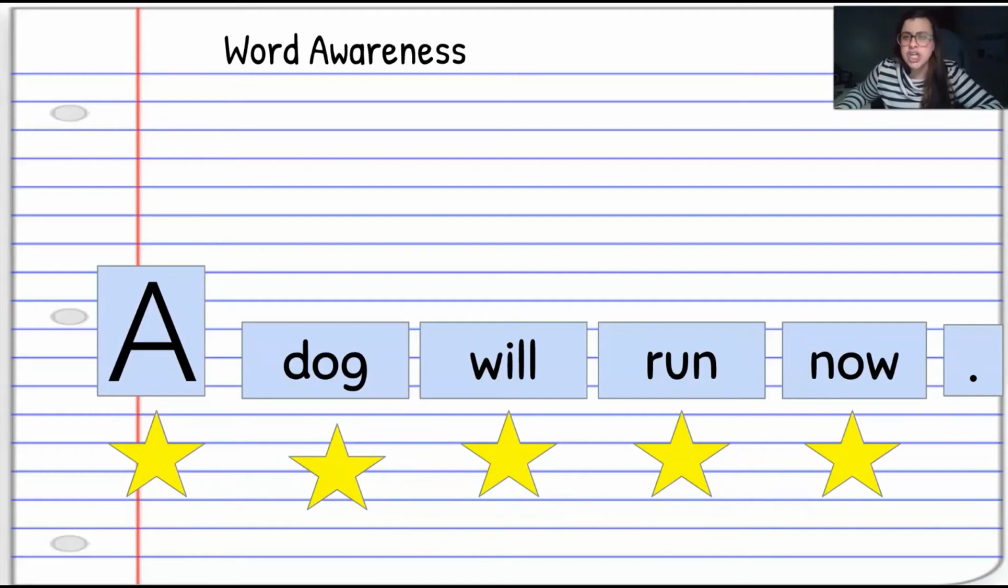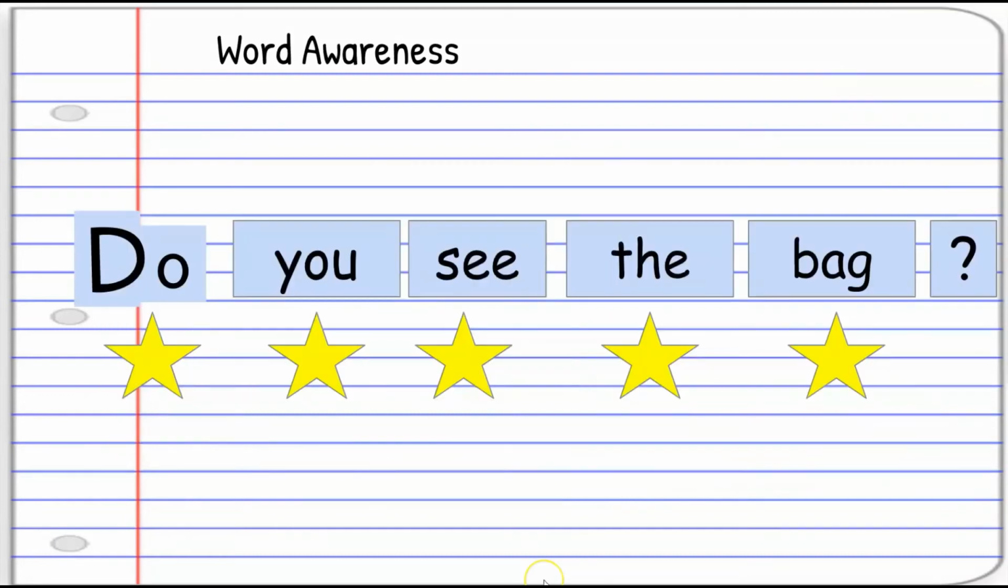Show me with your fingers how many words are in this sentence. Are you holding up 5? 1, 2, 3, 4, 5. Awesome. On the lookout for the sight word of the week. What is the sight word of the week in this sentence? Did you say now? You're right. The word now is a sight word we're learning this week. This sentence.